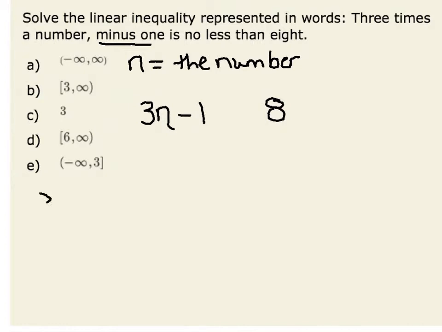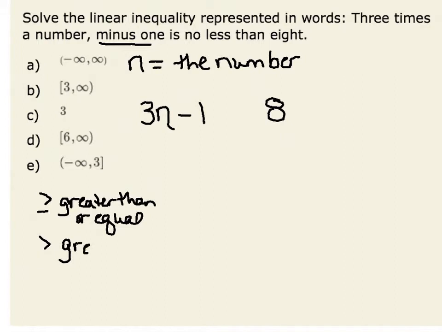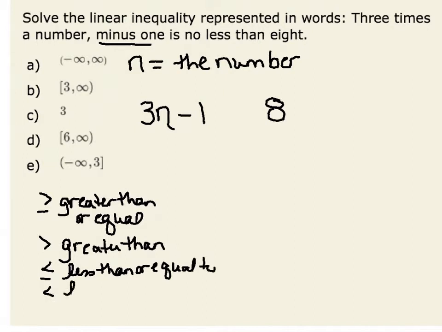We could choose greater than or equal to, we also have our greater than symbol. We have less than or equal to. And finally, we have strictly less than.